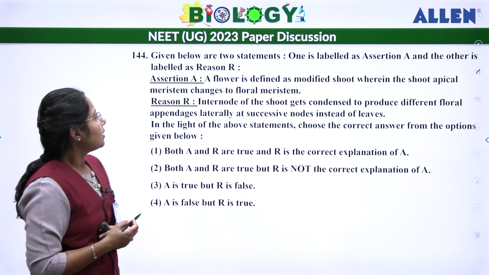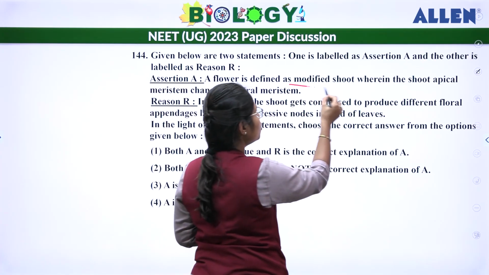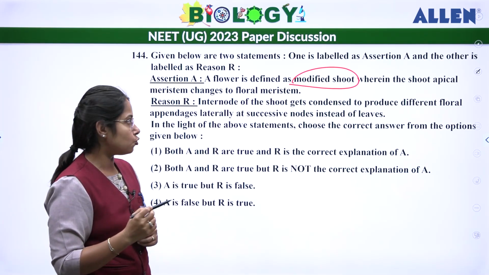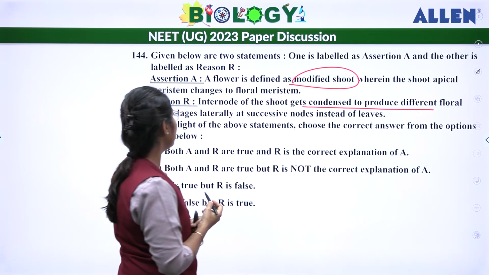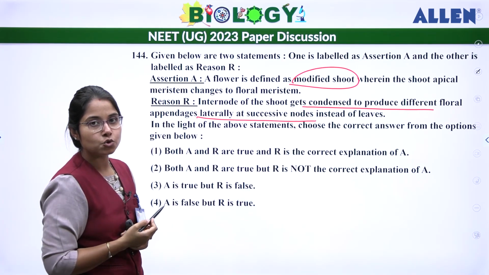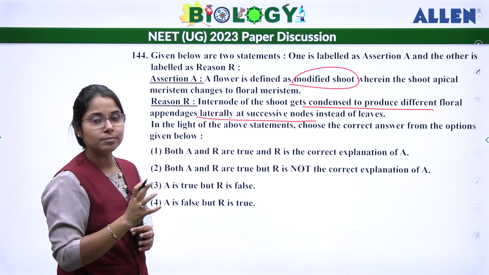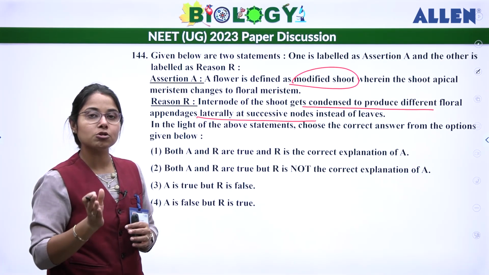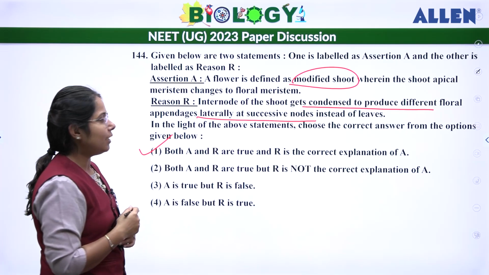Next. Given are the 2 statements, assertion and reason. The first statement, a flower is defined as a modified shoot, is true, wherein the shoot apical meristem changes to floral meristem. The internode of the shoot gets condensed to produce different floral appendages laterally at successive nodes instead of leaves. So again that is true and also the correct reason. That is the reason why the shoot apical meristem gets converted to the floral meristem and the leaves get converted into the floral whorls. So both A and R are true and R is the correct explanation of A.